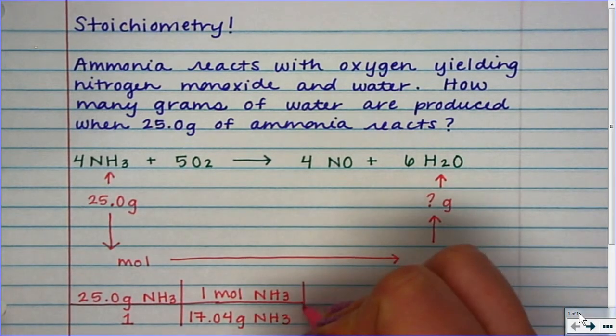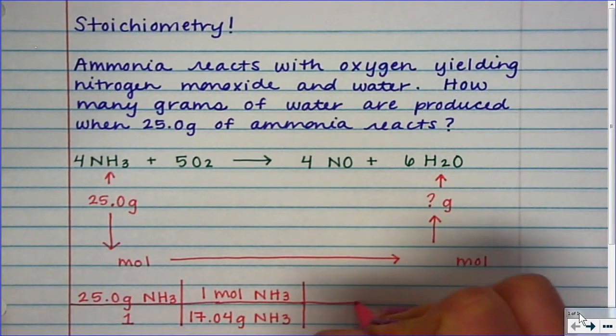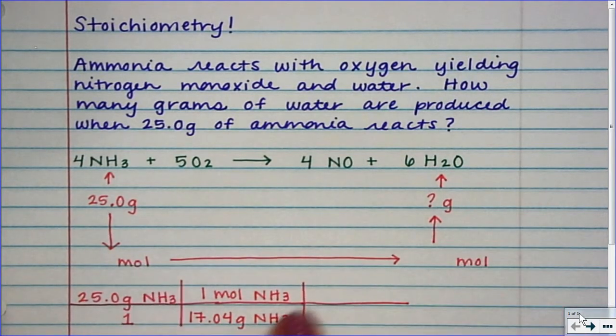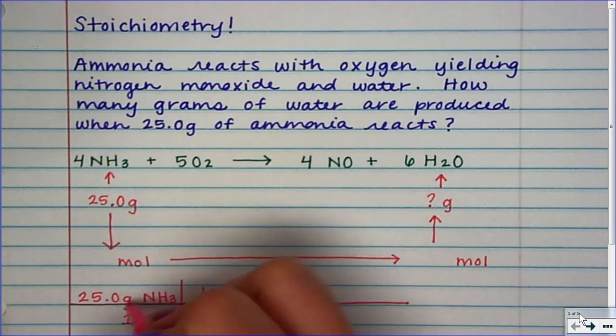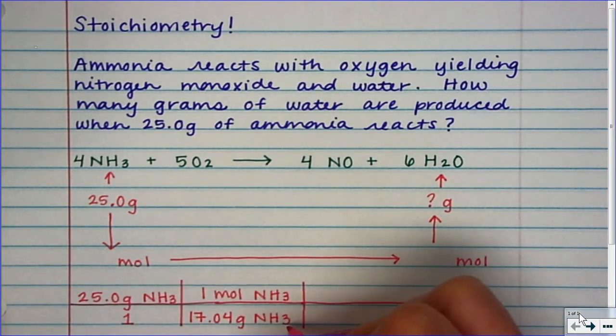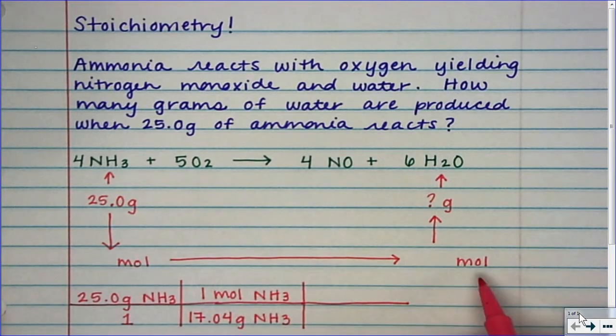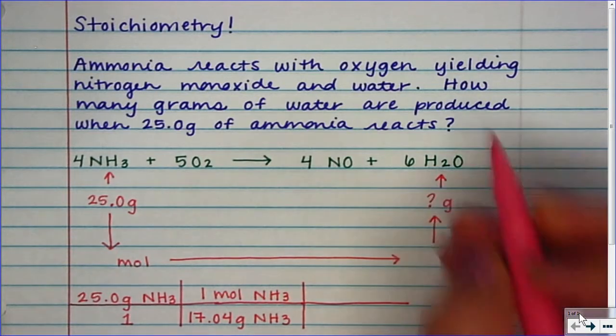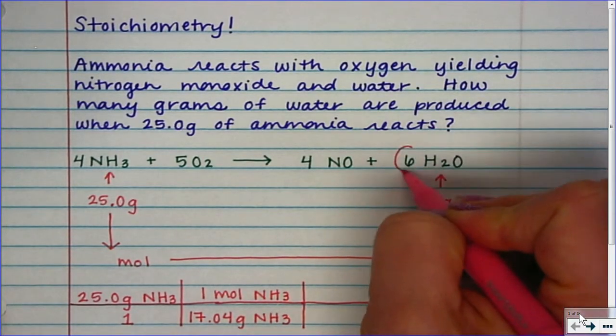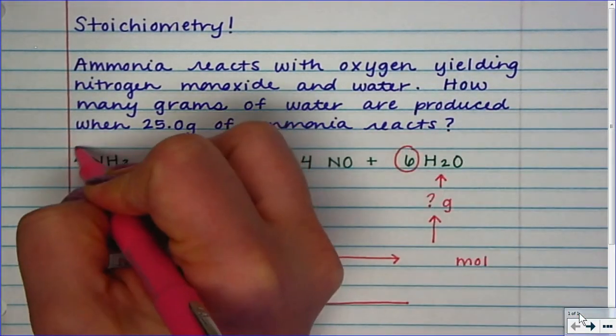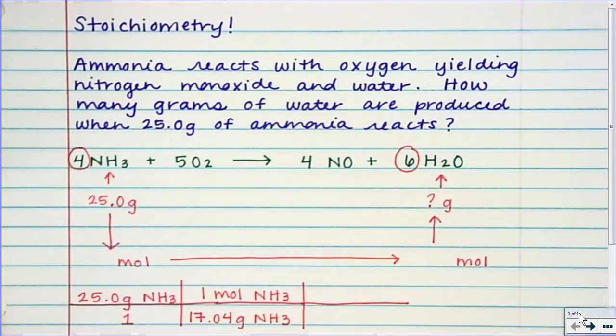We want to go ahead and separate that off. So if we went ahead and did this step here, our grams of NH3 and grams of NH3 here would cross out. And so at this step, if we've solved it here, we would be in moles of ammonia. We want to go ahead and switch from moles of ammonia over to moles of water. And how we are going to go ahead and do that is we're needing to look at the coefficients, the 6 and the 4 here.